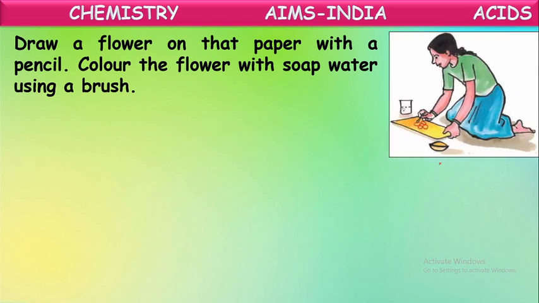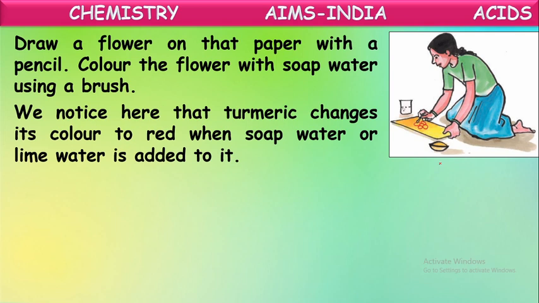Then you can see that turmeric changes its color to red when soap water or lime water is added to it. So when you use lime water to draw a flower or some diagram, it immediately changes to red. Even though we are writing with a colorless liquid, after drawing, it changes to red color. You can see here.